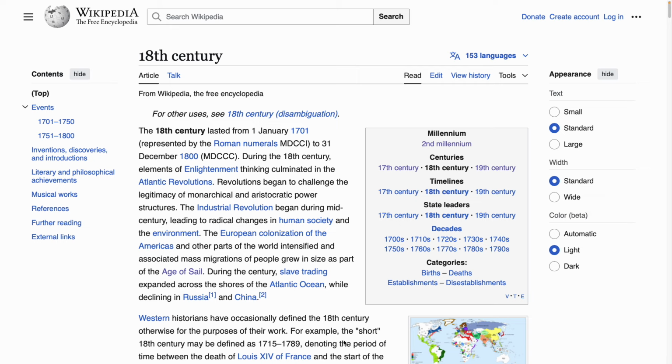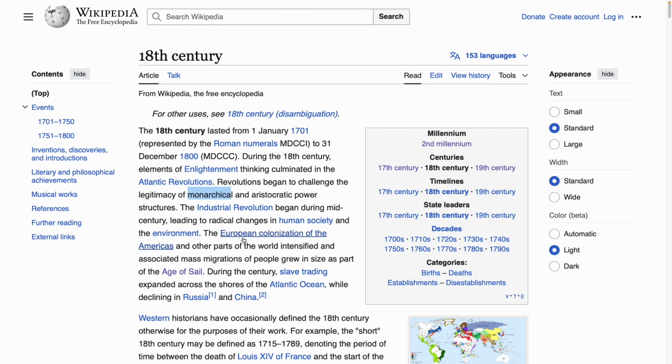So, revolutions. No, let's start here. During the 18th century, elements of Enlightenment thinking culminated in Atlantic revolutions. Okay, so let's just keep reading this paragraph. Revolutions began to challenge the legitimacy of monarchical and aristocratic power structures. The Industrial Revolution began during mid-century, leading to radical changes in human society and the environment.